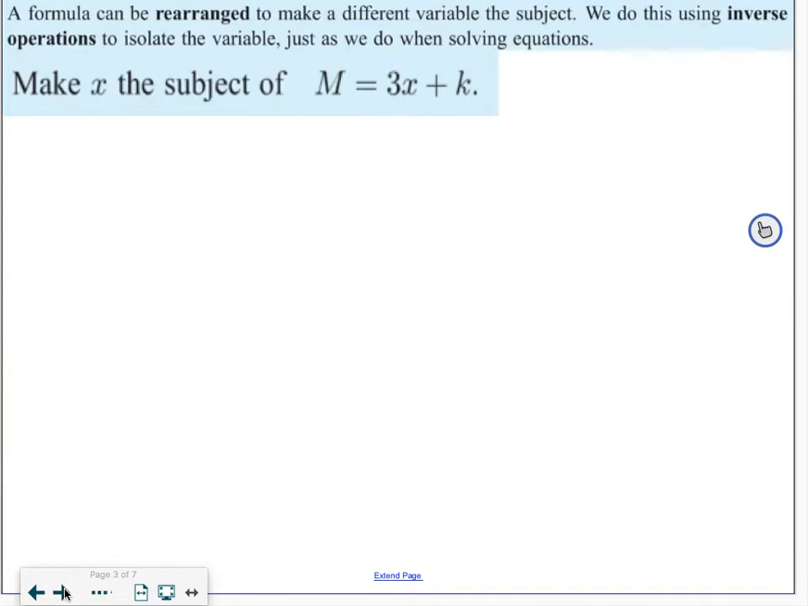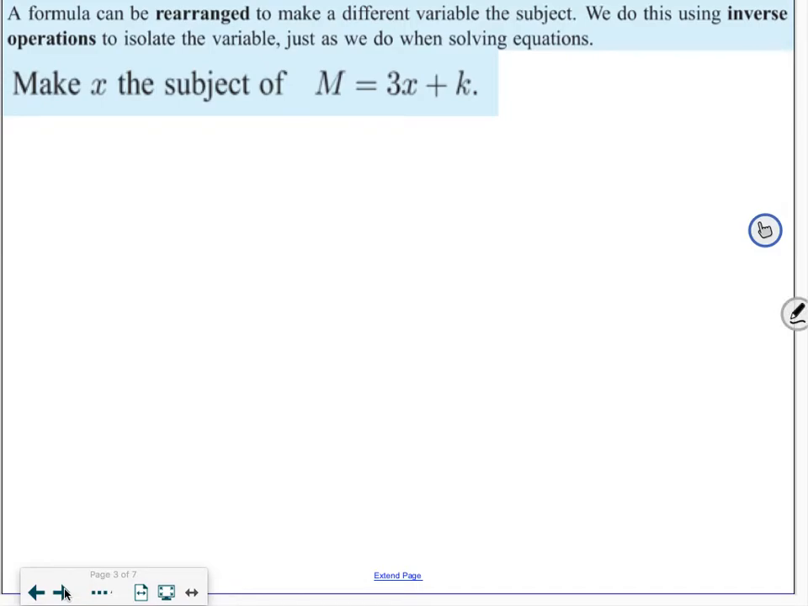Let's look at another example here. So a formula can be rearranged to make a different variable the subject. Remember, we are doing inverse operations. I always do a talk aloud to myself, asking what is happening here and what is the inverse operation. We know those inverse operations for addition and subtraction, and then multiplication and division. And as we have things that are squared, we have square roots.